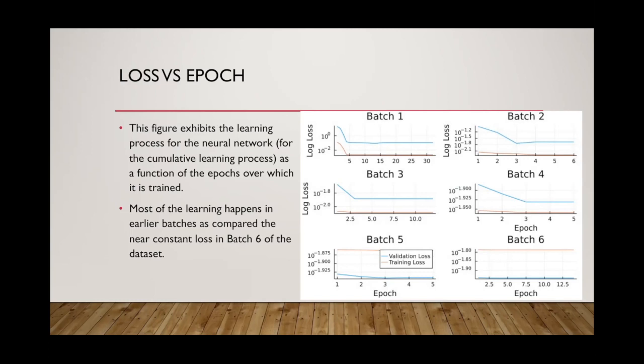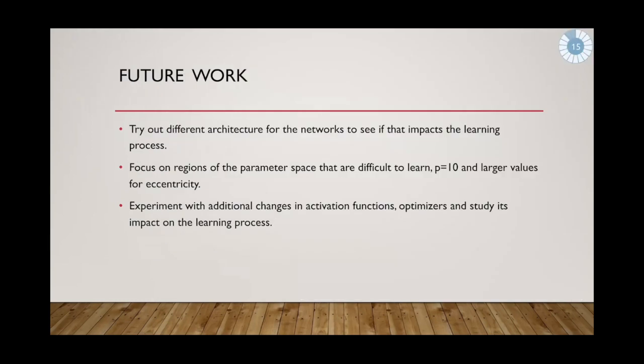So this tells us that a lot of the learning for the network actually happens in the beginning, for the first and the second and the third batches. And that is information that we plan to use moving forward. Some future work is just trying out different architectures of the network, different number of layers, different number of nodes, and see how that impacts the learning process.